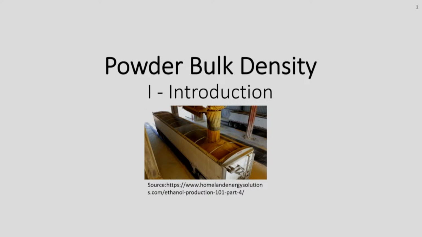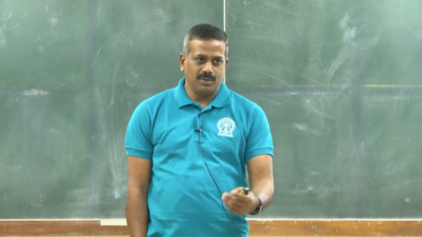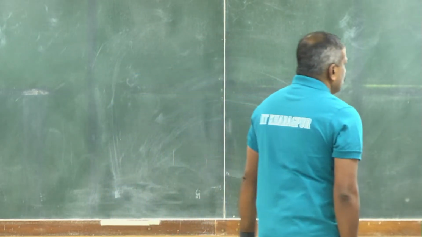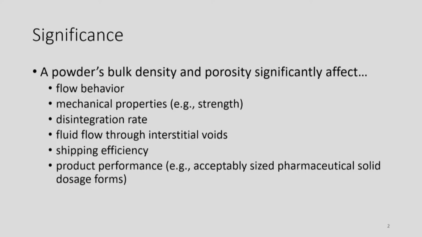So why is powder bulk density important? I've given one example here. It's very important to know the densities when you're shipping and handling, right? It's an example of filling grains in a large rail car, a truck. If you know the bulk density, you'll know how much material you are putting in a large container or even small packs. Almost very similar to particle density, the bulk density also influences flow, disintegration, mechanical properties, shipping efficiency, product performance, etc. We'll go through some examples.